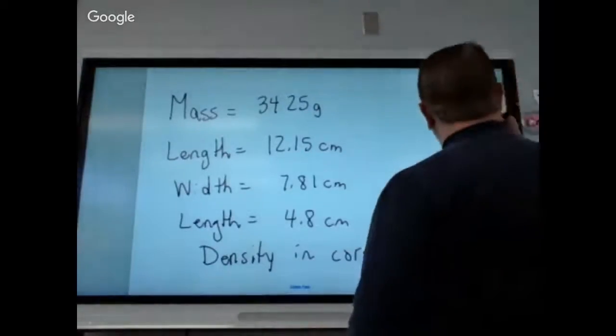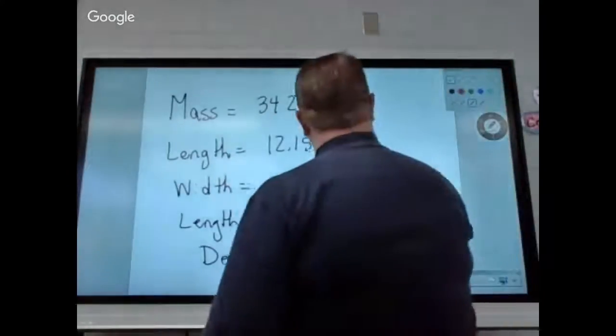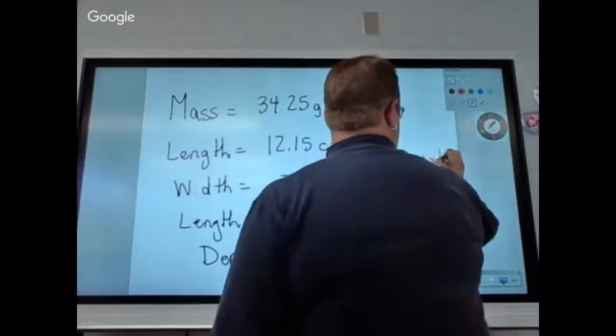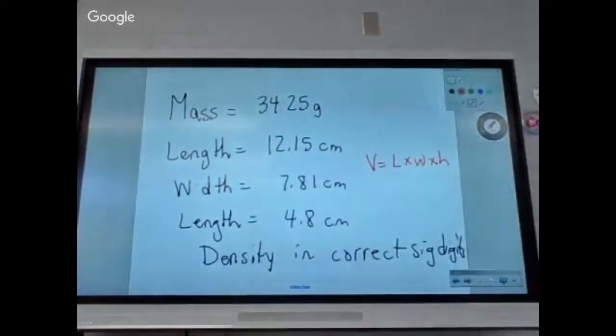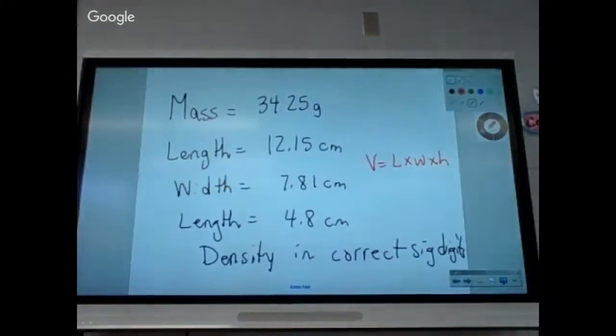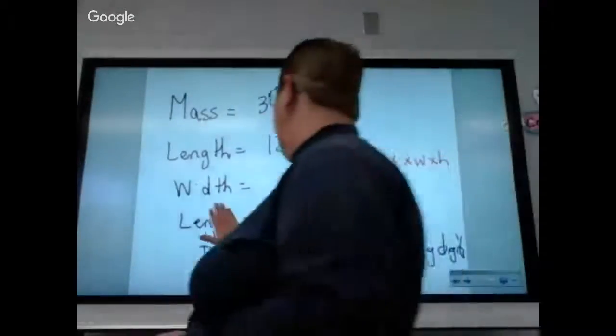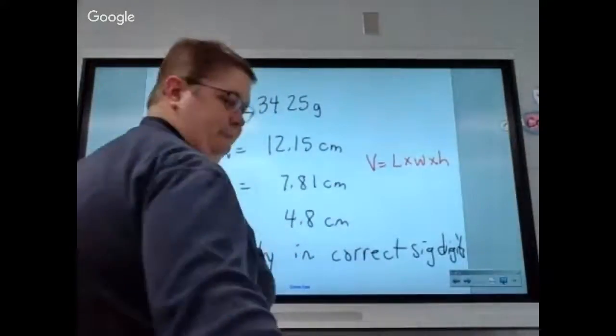So when y'all go to the lab in a little while, y'all are going to have to use this formula to find the volume of a block of wood. Oh, I didn't do height. We'll make the 4.8 height. Sorry, we'll make that the height.